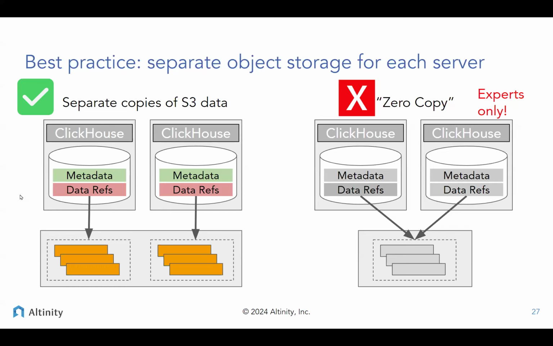There is an alternative implementation called zero copy replication. To make a long story short, it has a way of storing the data in a shared S3 bucket, and then all of the servers can look at it. But this implementation requires very careful coordination. It has bugs, and is still under active development. The people who use this successfully tend to be experts and are well aware of what they're getting into. They understand how the code works, they understand their use cases, and can map them together. We don't recommend that for the general case. Just go with separate copies.